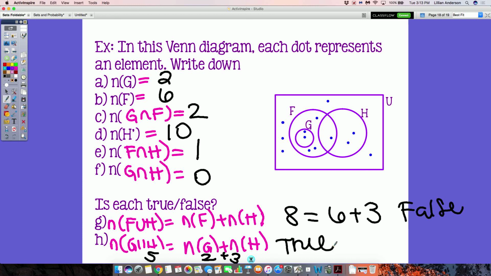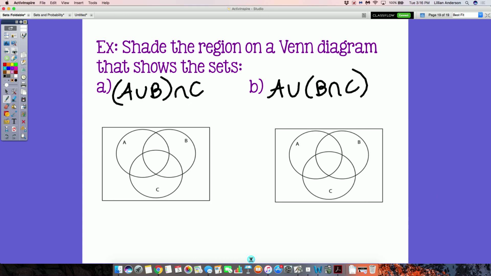There's one more example that I will do after you guys leave, and then I'll post the video. Make sure you watch that example before you do your homework, okay? For the last example, it's just some practice with shading. So you're going to shade the region on the Venn diagram that shows these different sets. If you notice, this is an example where you have 3 different sets together. And so you're going to shade basically the region that represents this.